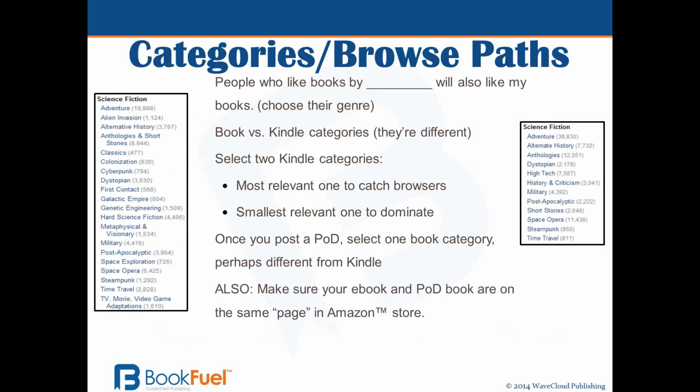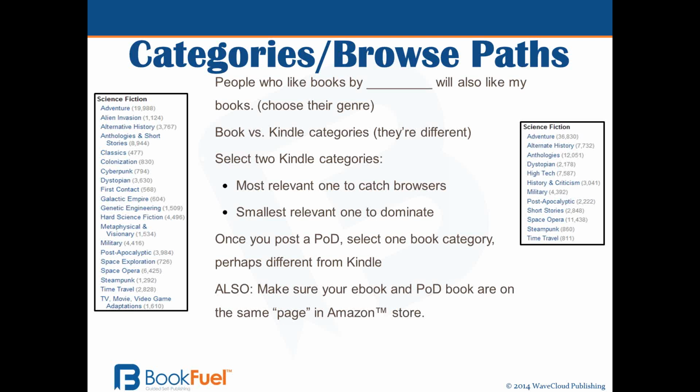Amazon calls them browse paths. You and I call them genres or categories. The first thing you need to know is that they are different in the Amazon Kindle store versus the Amazon bookstore. For example, here is the list of all the science fiction categories available in the Amazon Kindle store. Here is the list of all the science fiction categories available in the Amazon bookstore. Notice that the list is not a one-for-one match. In fact, I don't even think it's a subset.